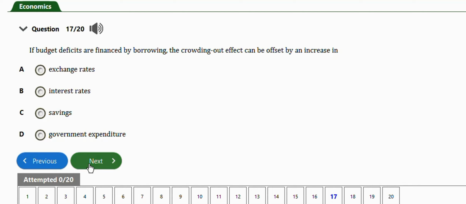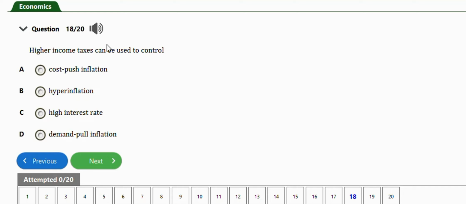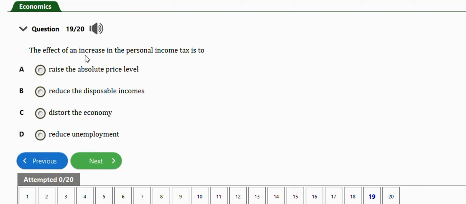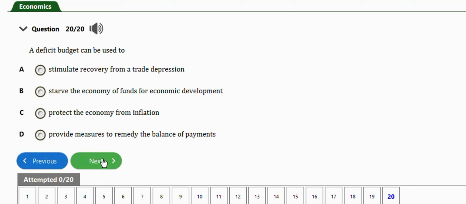Very important. Next question, it says, higher income taxes can be used to control cost-push inflation, hyperinflation, high interest rate, demand-pull inflation. Right answer is option D, demand-pull inflation. Very important. Next question, it says, the effect of an increase in the personal income tax is to raise the absolute price level, reduce the disposable incomes, distort the economy, reduce unemployment. Right answer is option B, to reduce the disposable income.